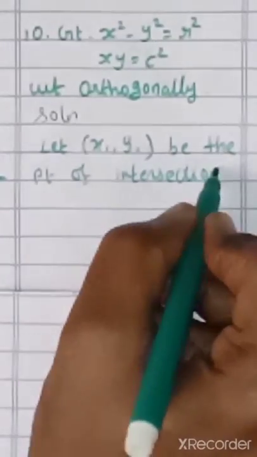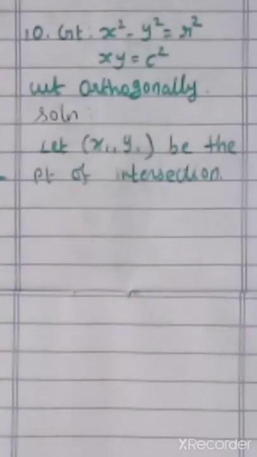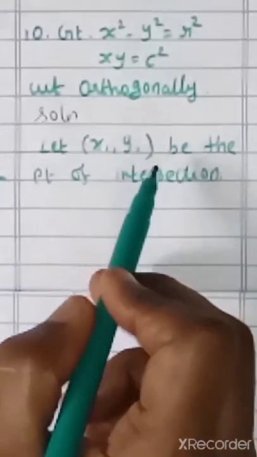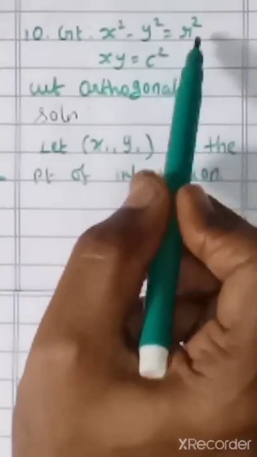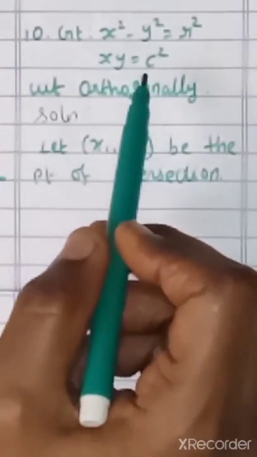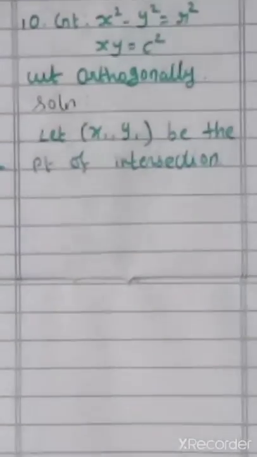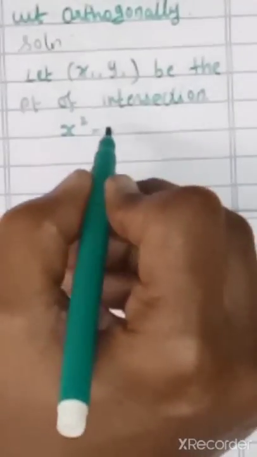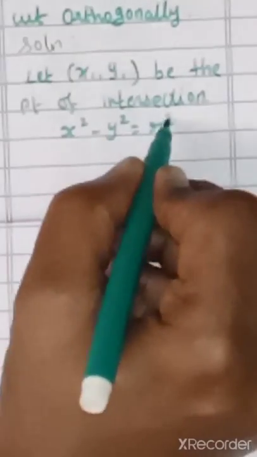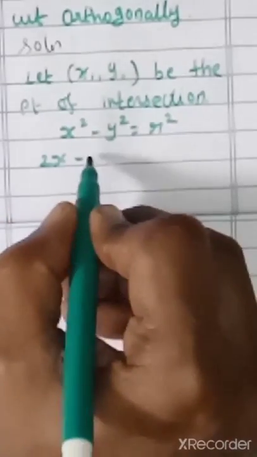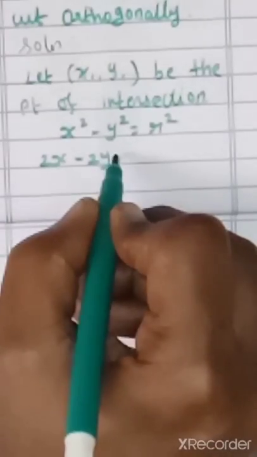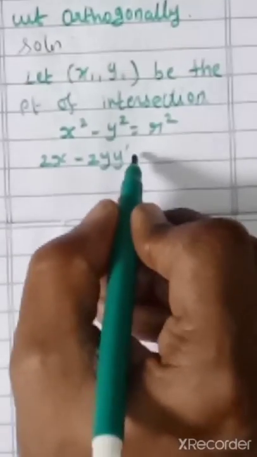As in your previous problem, we can't find out a point of intersection here because the constants are given as r square and c square. So let x1, y1 be the point of intersection. First equation: x square minus y square equal to r square. Differentiate this, you will get 2x minus 2y. Since we are differentiating y, we have to put y dash. So 2y y dash, and differentiation of a constant is 0.